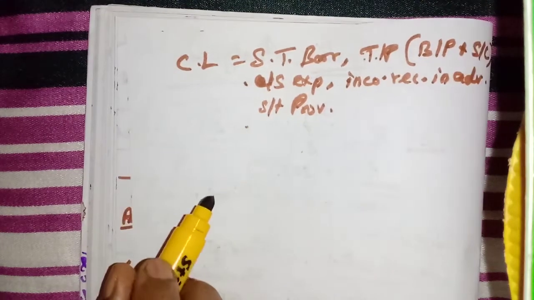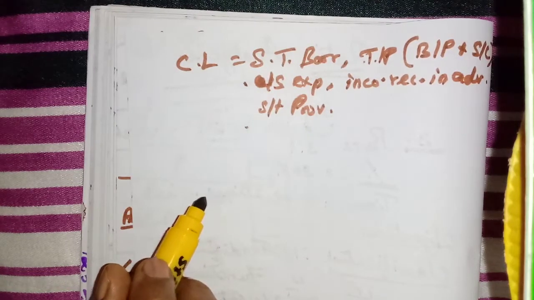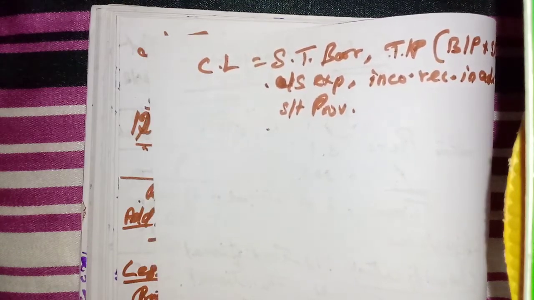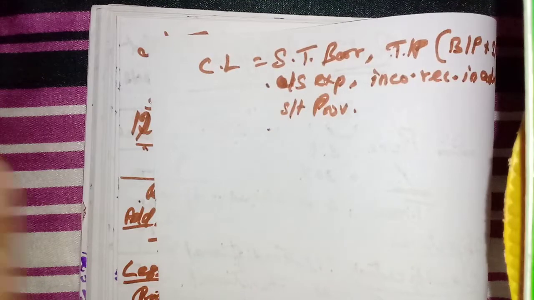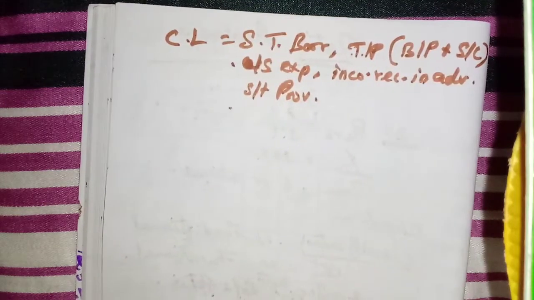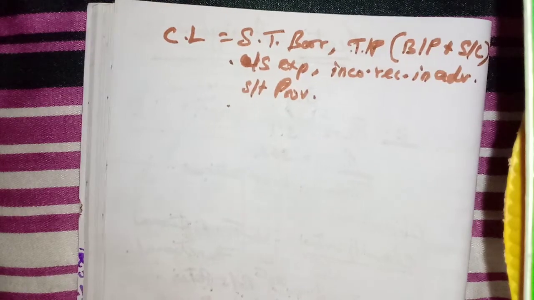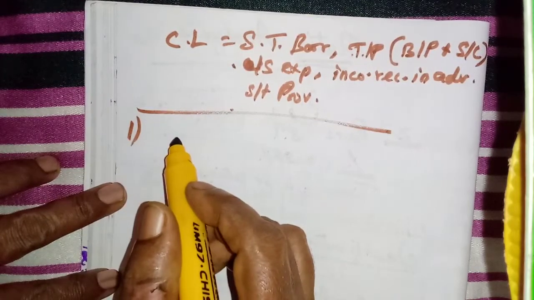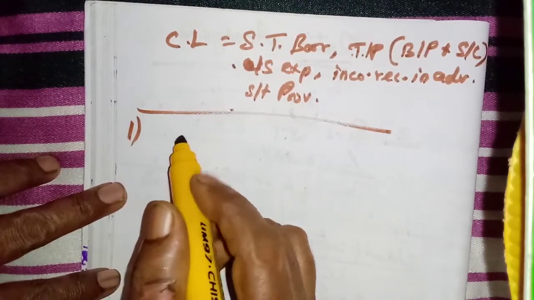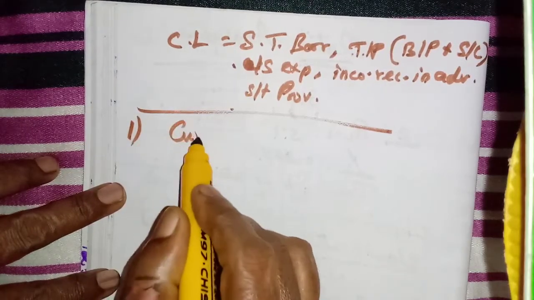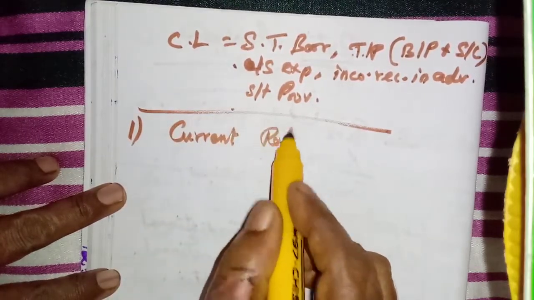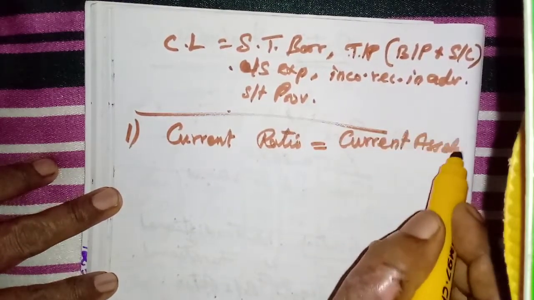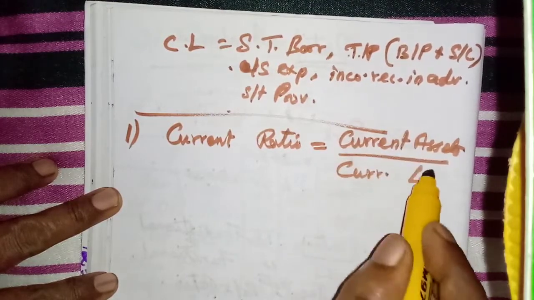So we will do one exercise. Take exercise 1, which is on page number 320. Calculate the current ratio from the following information. So first we should write current ratio is equal to current assets divided by current liabilities. You write it fully.